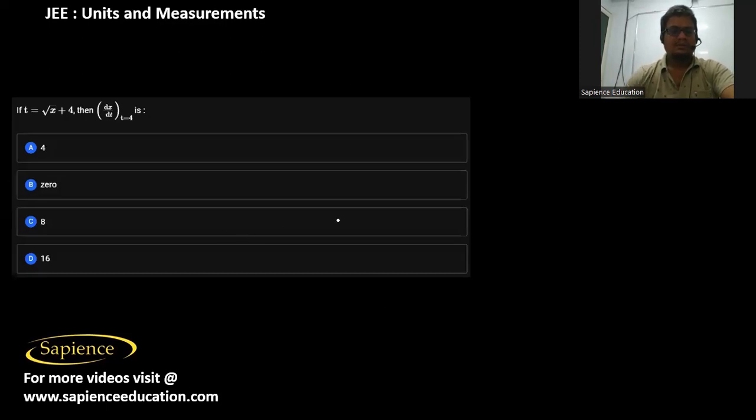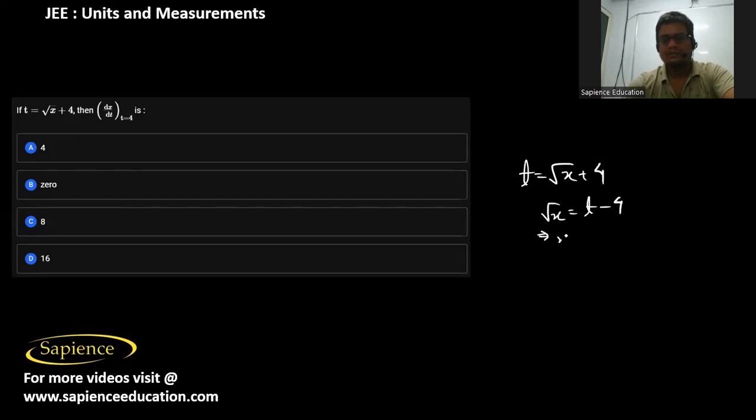Then here it is told, if t equals root x plus 4, then dx by dt at t equal to 4 is how much? So root x is t minus 4, therefore x will be equal to t minus 4 whole square. Here x should be greater than or equal to 0, and root x also should be greater than or equal to 0. So t should be more than or equal to 4. t can't be less than 4.